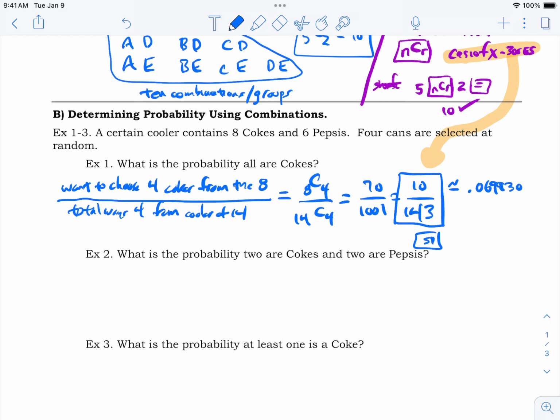That's another 9. 0.069930, so you make a decision how you want to round it as a percent. I think I'll just call that 7.0%. It's a 7% chance that you get all Cokes. Now, you got to admit, that's kind of slick.